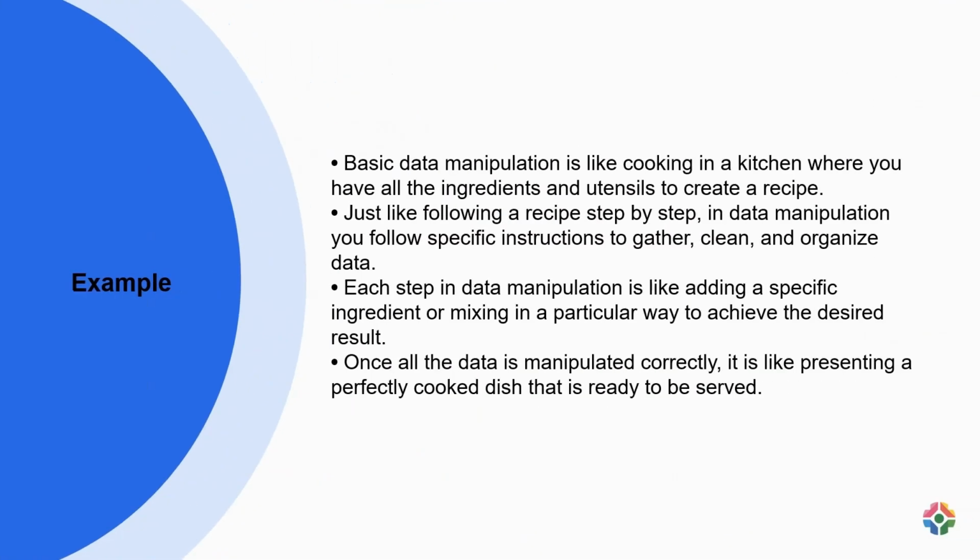Basic data manipulation is like cooking in a kitchen where you have all the ingredients and utensils to create a recipe. Just like following a recipe step by step, in data manipulation, you follow specific instructions to gather, clean, and organize data. Each step in data manipulation is like adding a specific ingredient or mixing in a particular way to achieve the desired result. Once all the data is manipulated correctly, it is like presenting a perfectly cooked dish that is ready to be served.